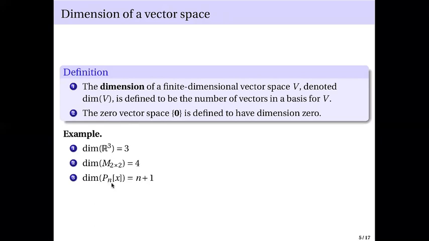And then the dimension of Pn(x), the space of polynomials of at most degree n, is n plus 1. If you don't remember, the basis for this Pn is 1, x, x squared, until x to the n. So from x to the n, that's n elements, and then you have the constant 1. So you have n plus 1 elements. So that's the dimension of Pn(x). Questions so far?